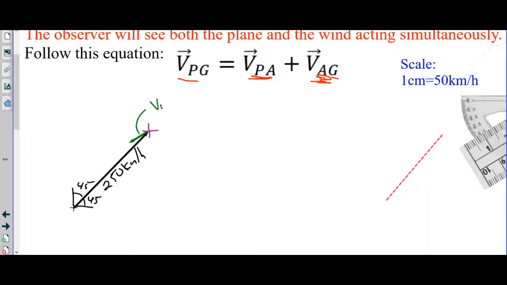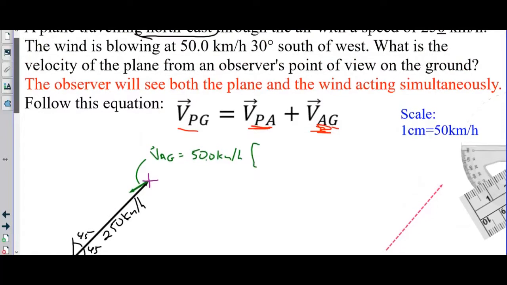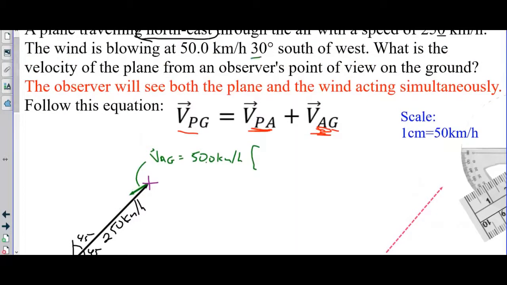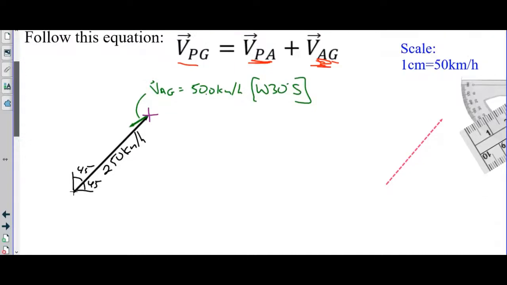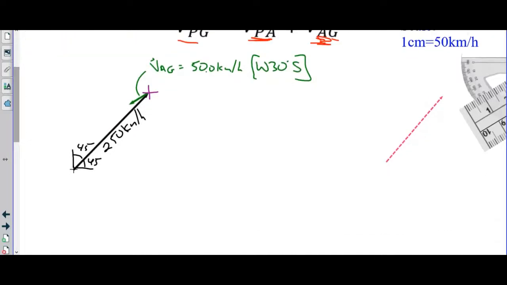So that is the velocity of the air with respect to the ground. And that is, of course, 50 kilometers per hour. So it's only 1 centimeter long, and it is at an angle. So in the question, it says it is going 30 degrees south of west. So the way that's written means it is west 30 degrees towards the south. That's usually the way I prefer to write them down anyhow. So as you can see, it's going a little bit against the actual plane.